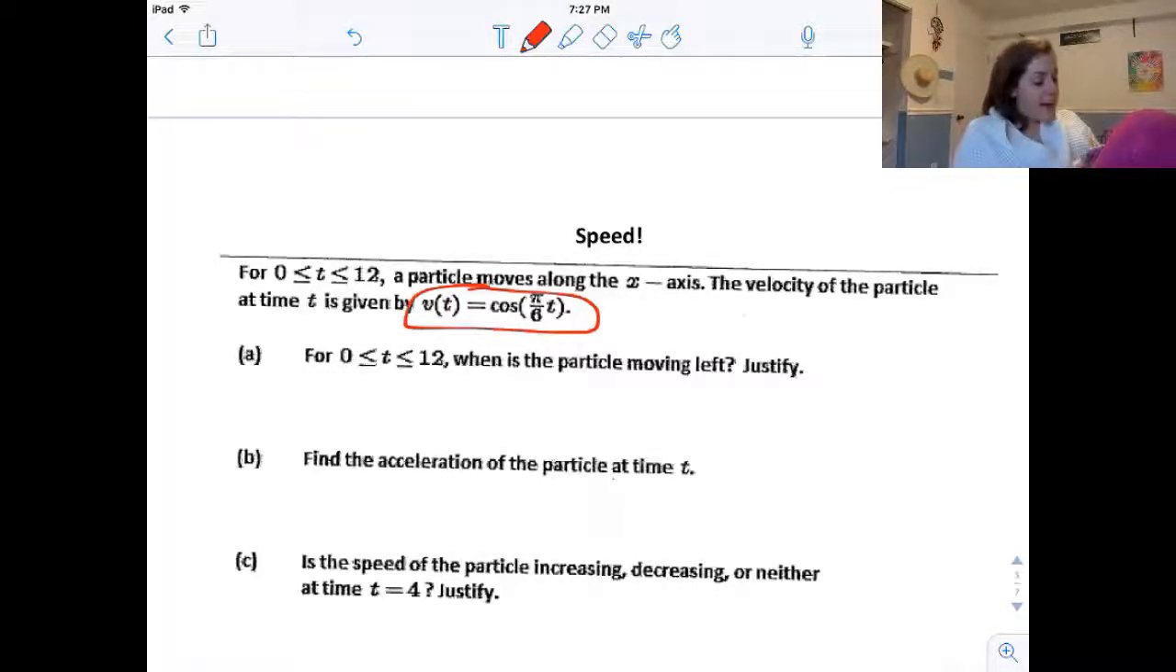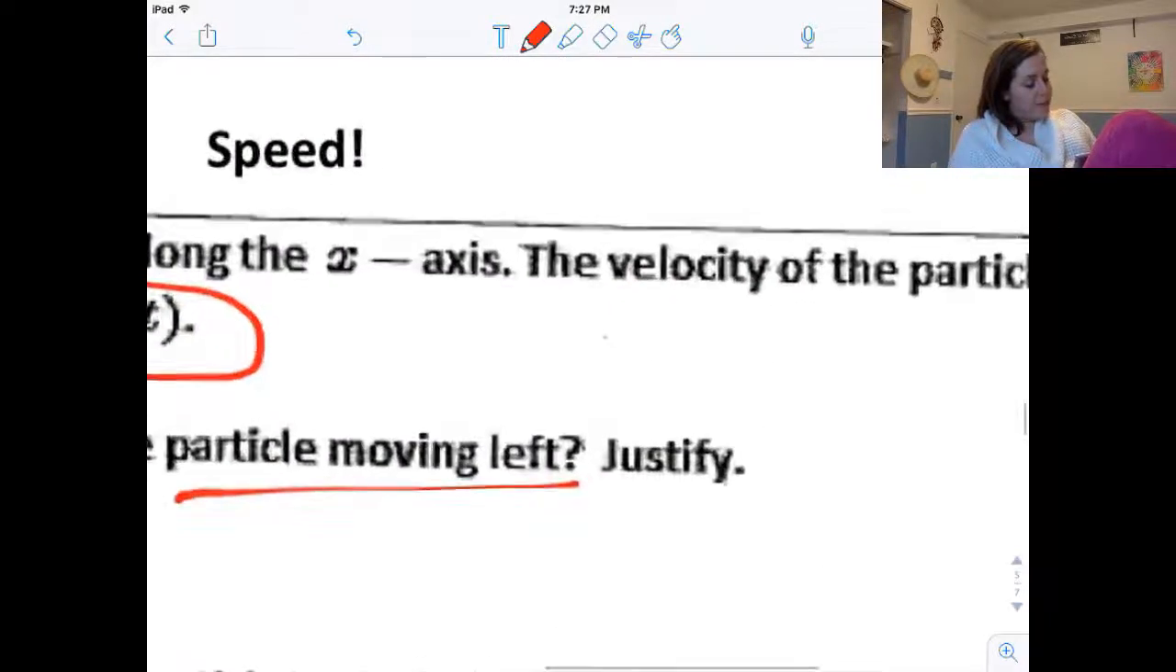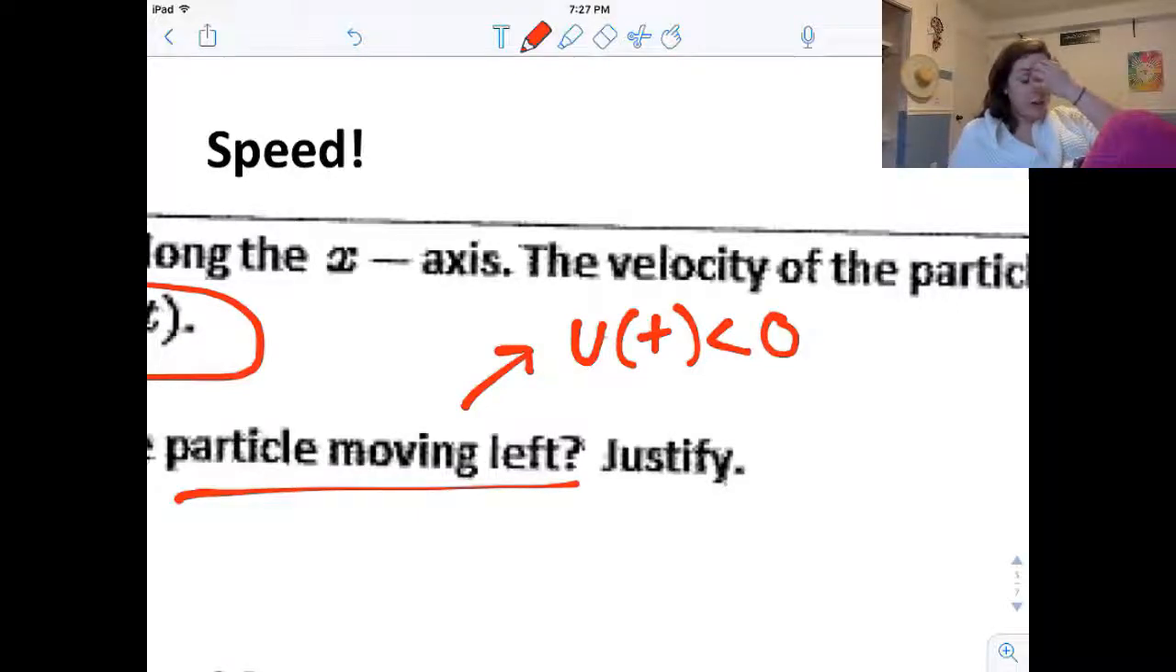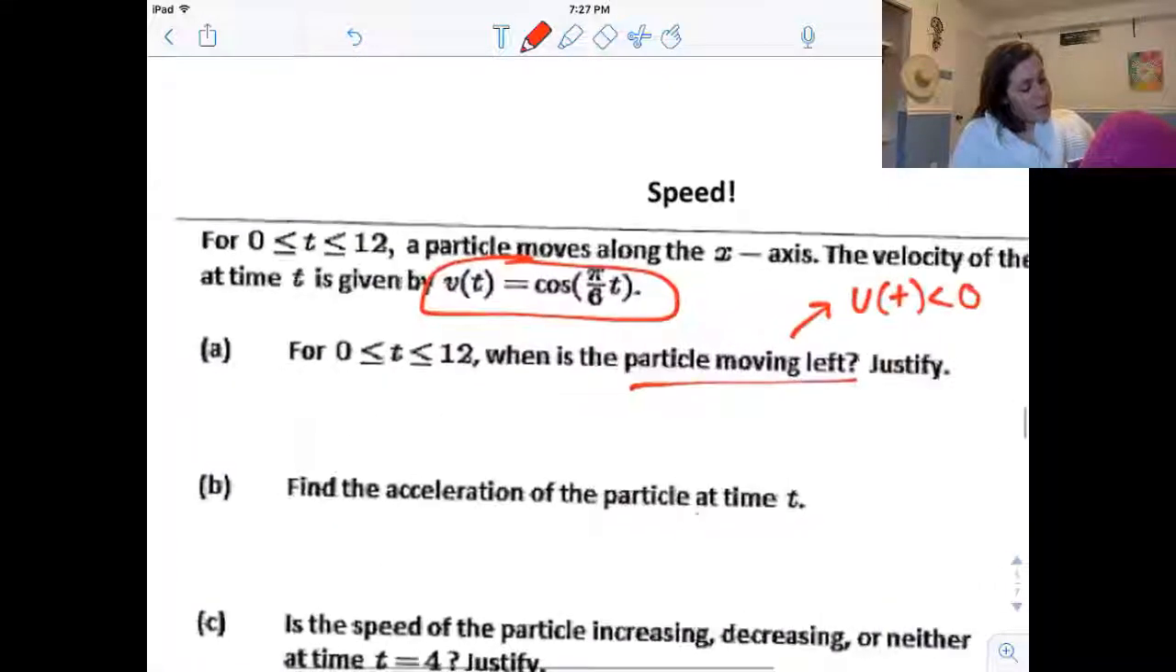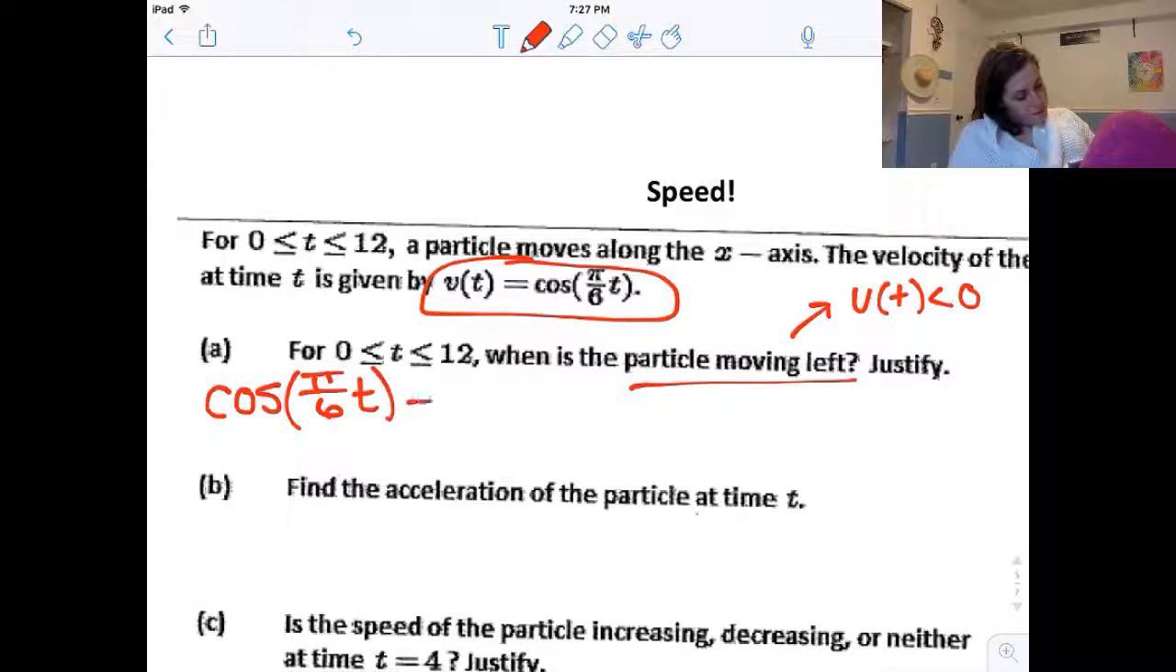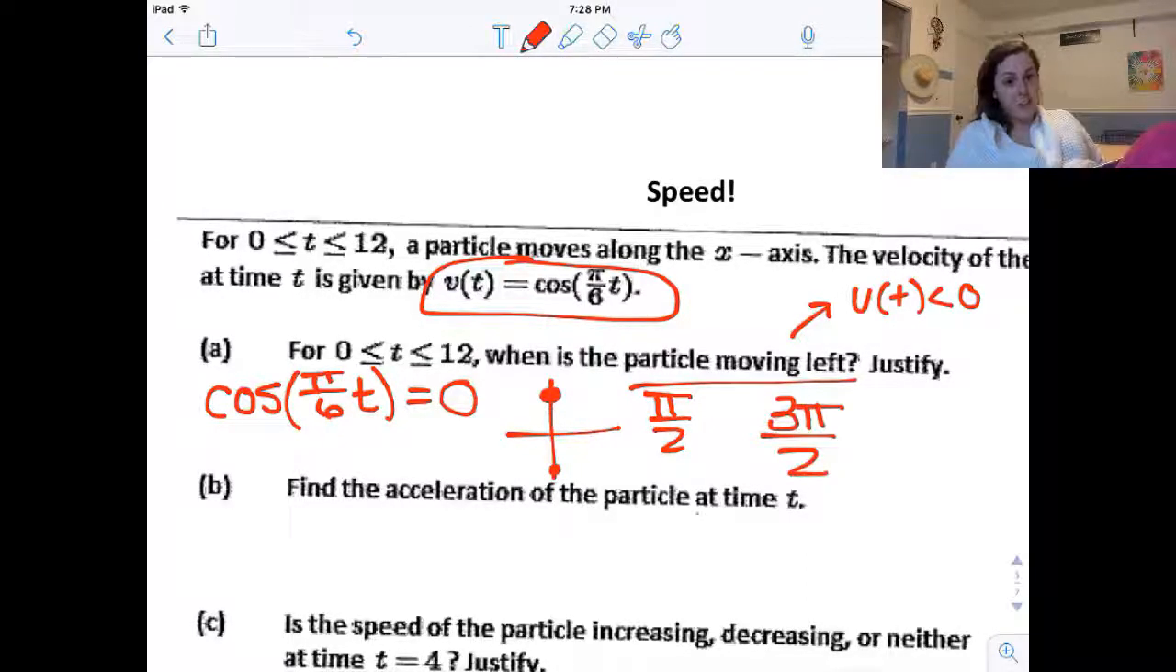So the first thing I want to know is, when is the particle moving to the left? So to find that, what this makes me think is that v of t is negative. It's less than 0. So I'm going to take v of t. I'm going to set this equal to 0. And let's think about how we would solve this, because you would not have a calculator for something like this. So what you need to know is, where does cosine equal 0? Think about your unit circle. Cosine is 0 at pi over 2. And cosine is 0 at 3 pi over 2. Right? So those would be my values, every multiple of that.